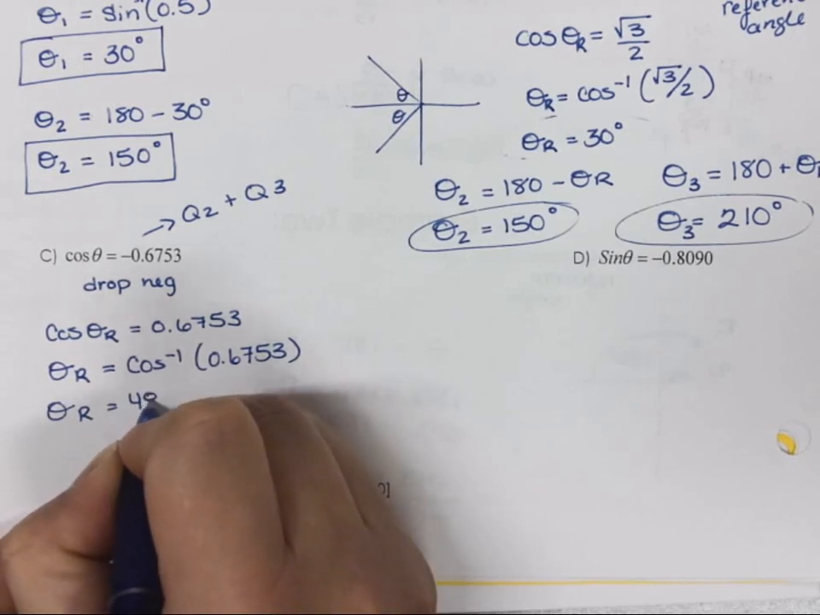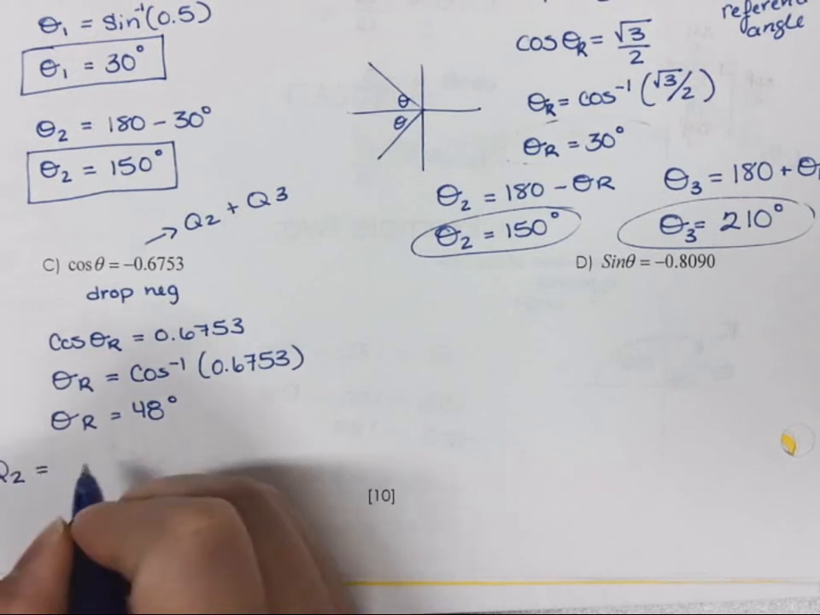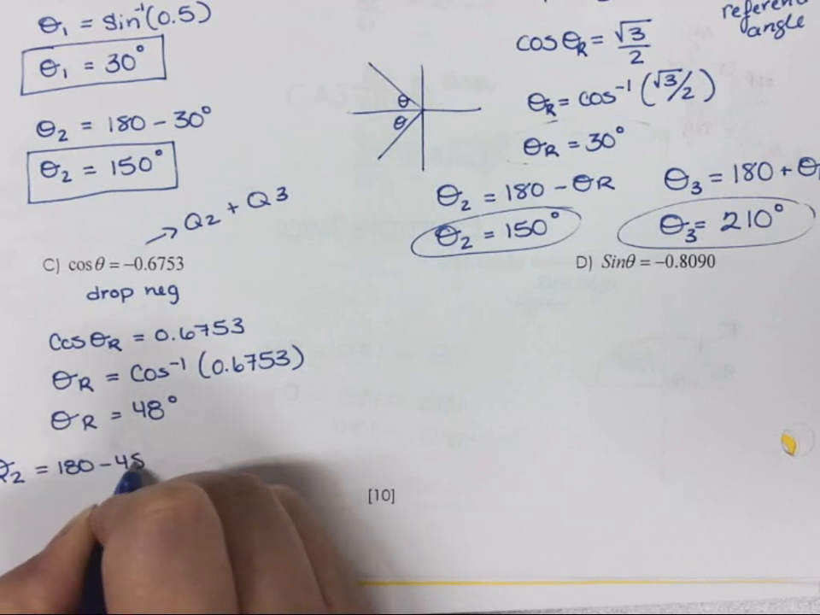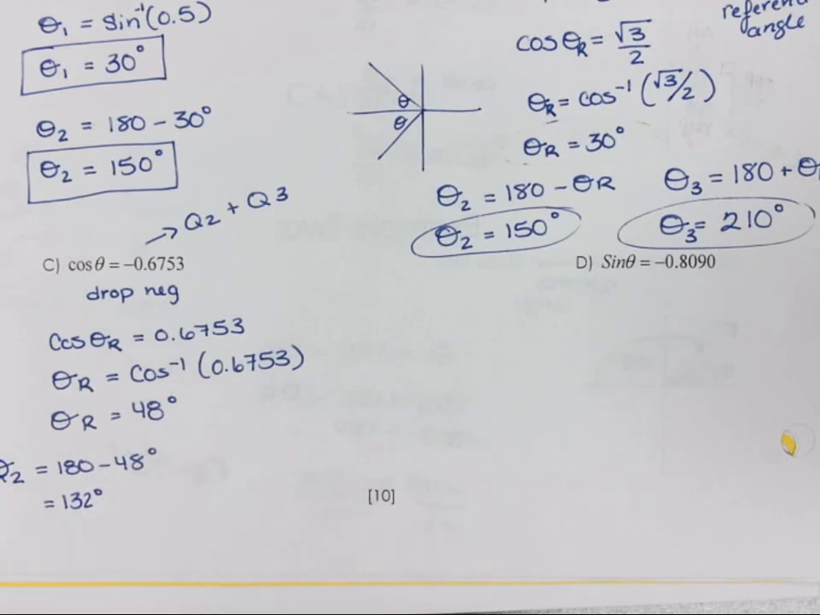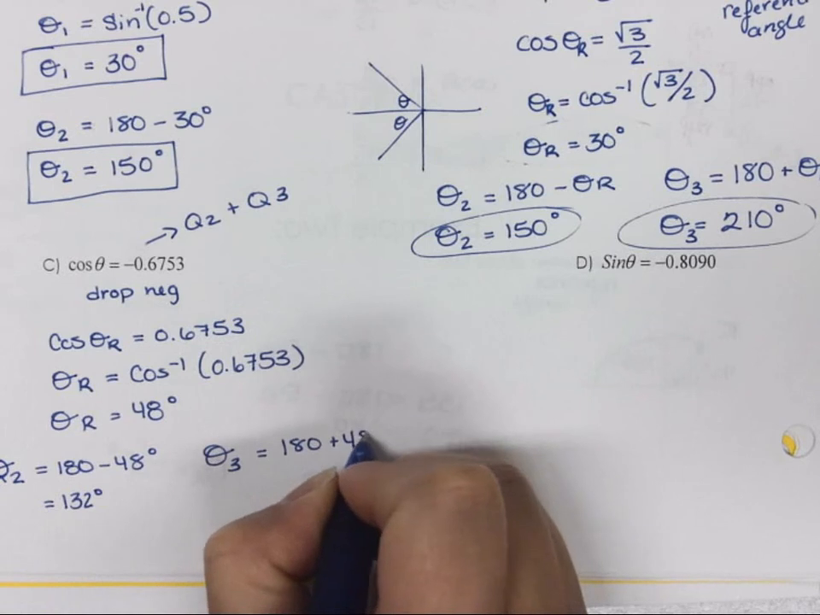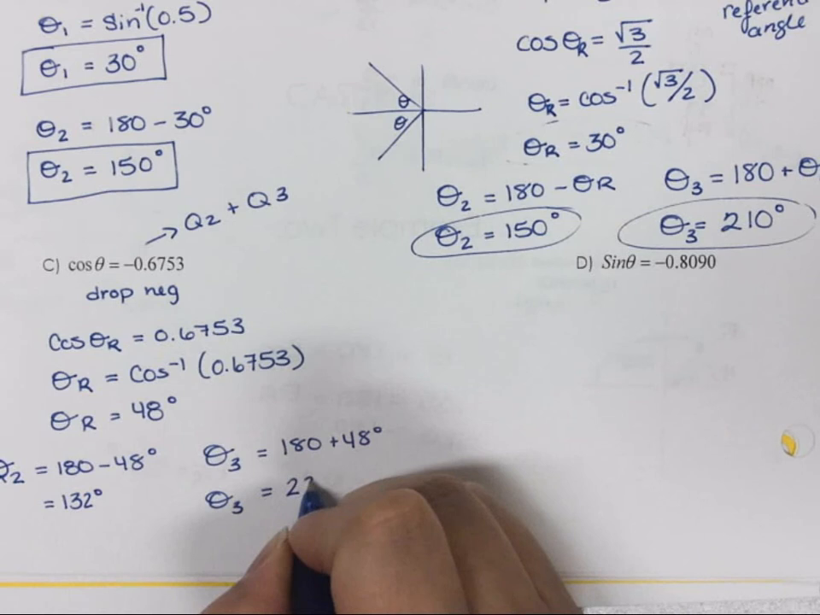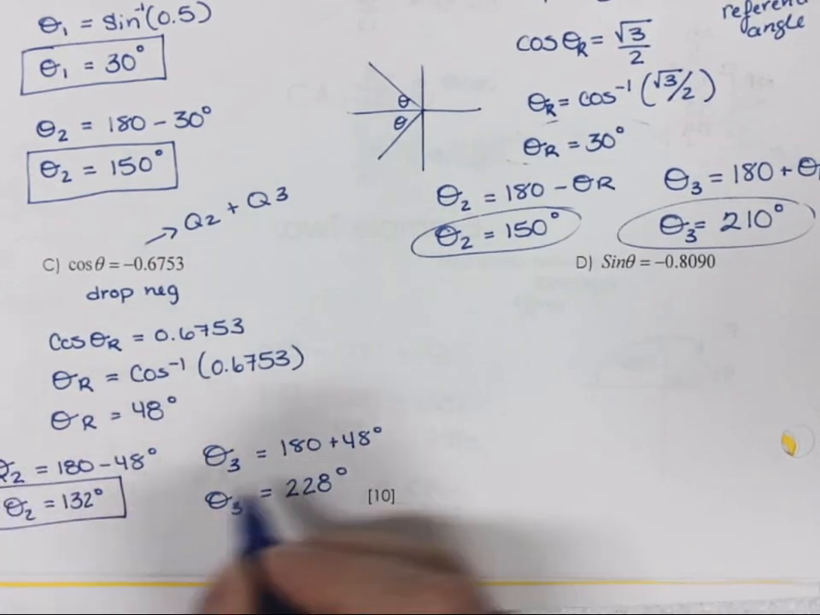So we're going to round to the nearest whole degree. Okay, is that my answer? No. What we need to do is use our rules. So in quadrant 2, 180 minus 48 equals 132. And in quadrant 3, it's going to be 180 plus 48. So that's going to be 228. So these are my two answers.